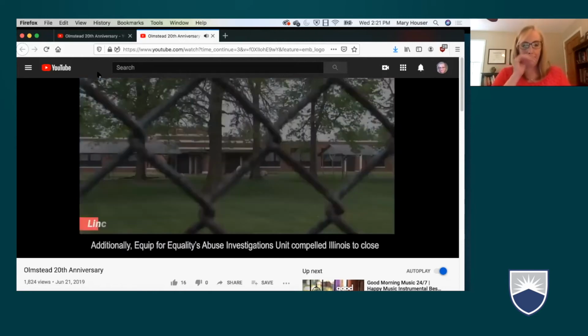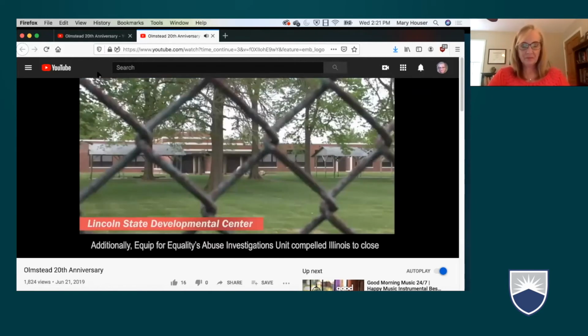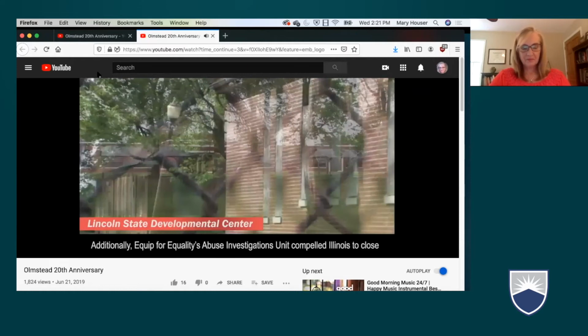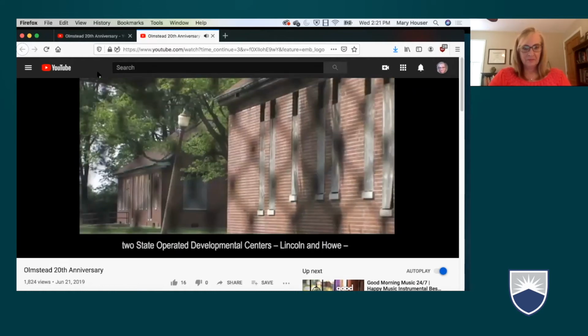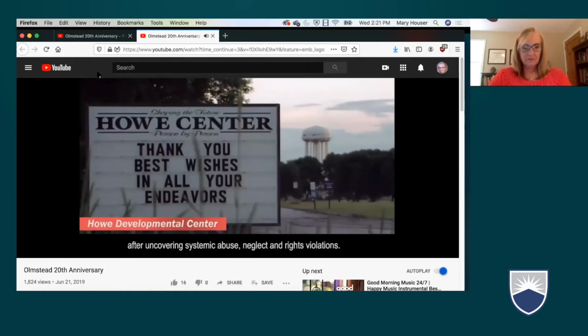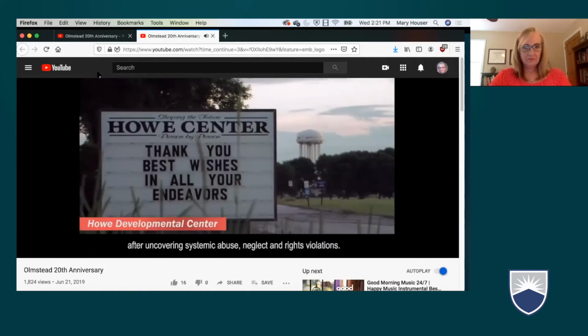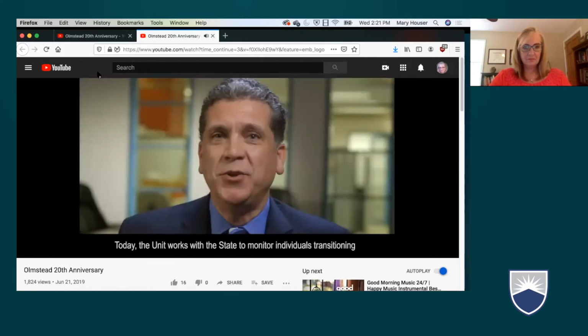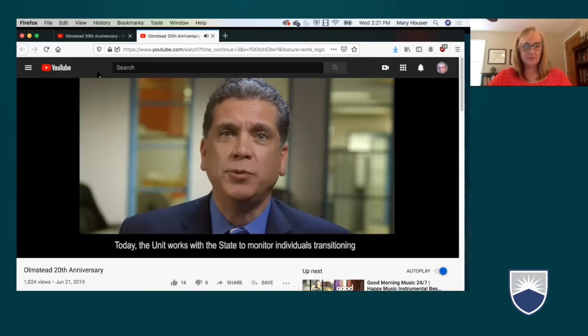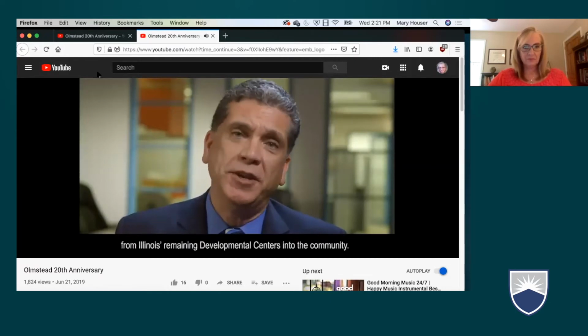Additionally, Equip for Equality's Abuse Investigation Unit compelled Illinois to close two state-operated developmental centers, Lincoln and Howe, after uncovering systemic abuse, neglect, and rights violations. Today, the unit works with the state to monitor individuals transitioning from Illinois' remaining developmental centers into the community.